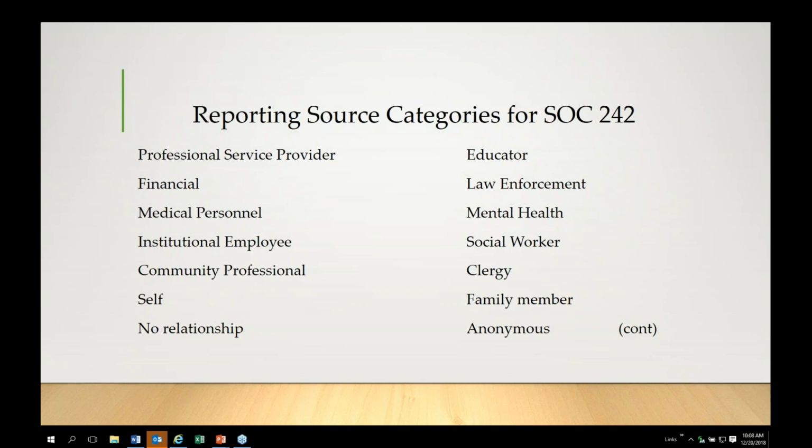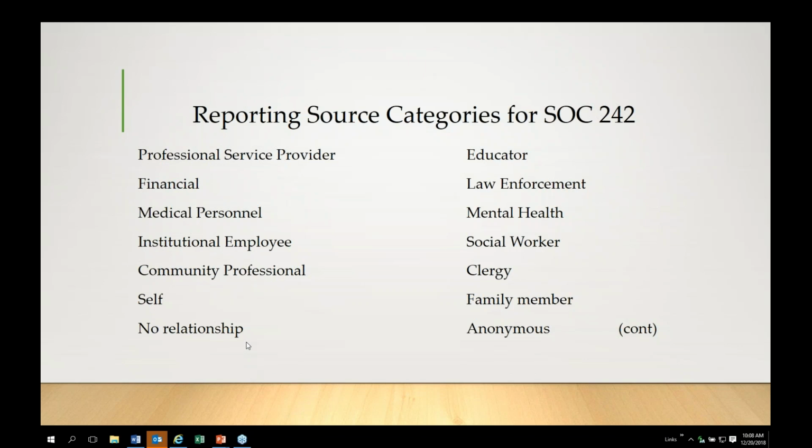A community professional, which is the fifth one down, is a little tricky. A community professional is someone who encounters the client in the course of their job, but their job is not directly around elders and dependent adults. So this is your hairdresser, your mail carrier, your real estate agent. Those kinds of folks fit there.